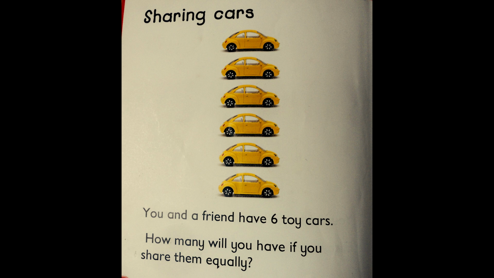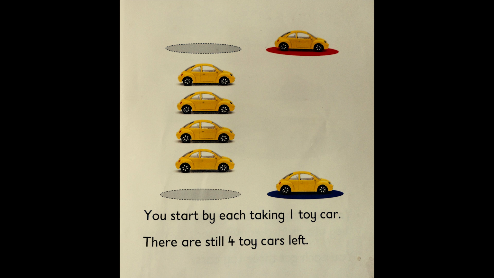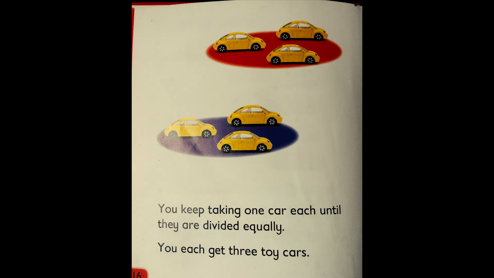Sharing cars. You and a friend have 6 toy cars. How many will you have if you share them equally? You start by taking 1 toy car. There are still 4 cars left. You keep taking 1 car each until they are divided equally. You each get 3 toy cars.